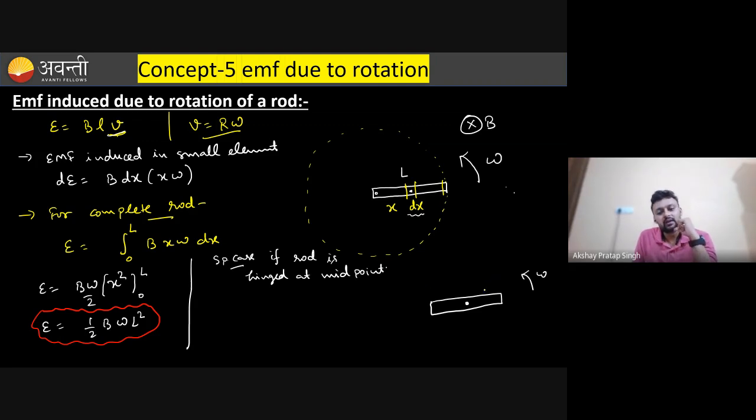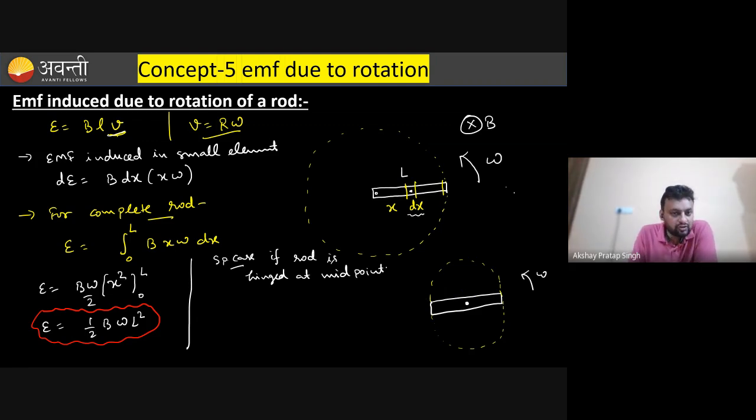Can you see? If it is hinged at the midpoint, like you can see in my hand, and it is rotated, it will rotate something like that. Can you see that? So its radius is L by 2 now. So it will move in a circular path, something like that. I don't think it's a good drawing, but you can assume that it will revolve in a circular path like that.